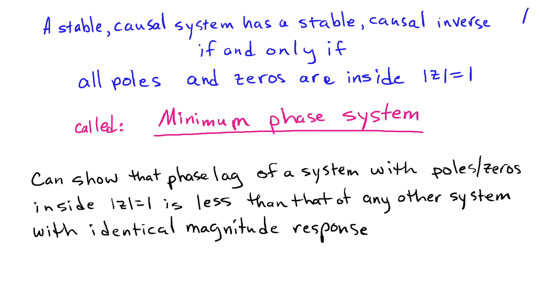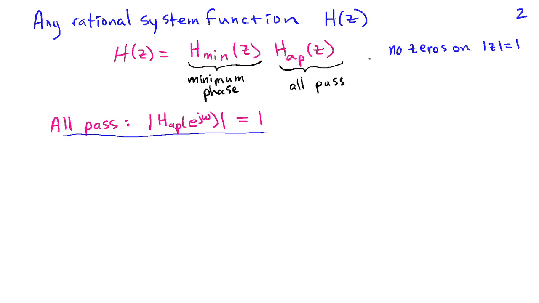And it turns out that you can show that the phase lag of a system with its poles and zeros inside the unit circle is less than that of any other system that has identical magnitude response. That can be shown using all-pass systems, which we'll look at in a moment. It turns out that we can write any rational system function H(z) that doesn't have zeros on the unit circle as a product of a minimum phase system, H min(z), and an all-pass system, H all-pass(z). And this decomposition will be useful when we consider trying to find approximate inverse systems for H(z). But first let's look at all-pass systems.